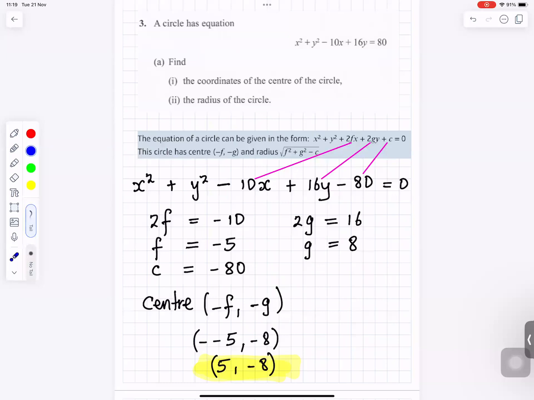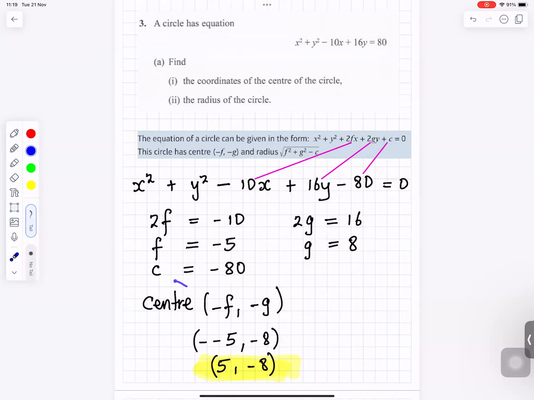So the x squared is the x squared, y squared the same y squared. 2f is the same as minus 10, so 2f equals minus 10, and f would be minus 5 when you divide by 2. And 2g equals 16, so g equals 8, 16 divided by 2. And c equals minus 80.